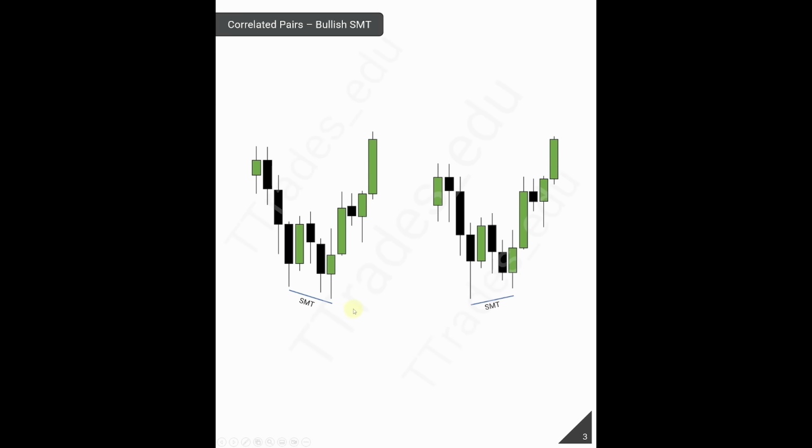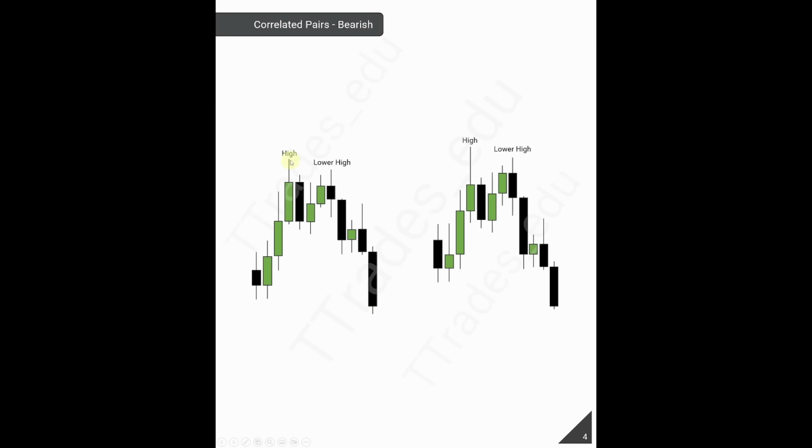Now let's take a look at a bearish example. Here you can see they are both correlated, but when we have one diverging from the other, or one making a high and a higher high, while another is making a high and a lower high, that is an SMT. But let's hop into the charts and show how this can be used.